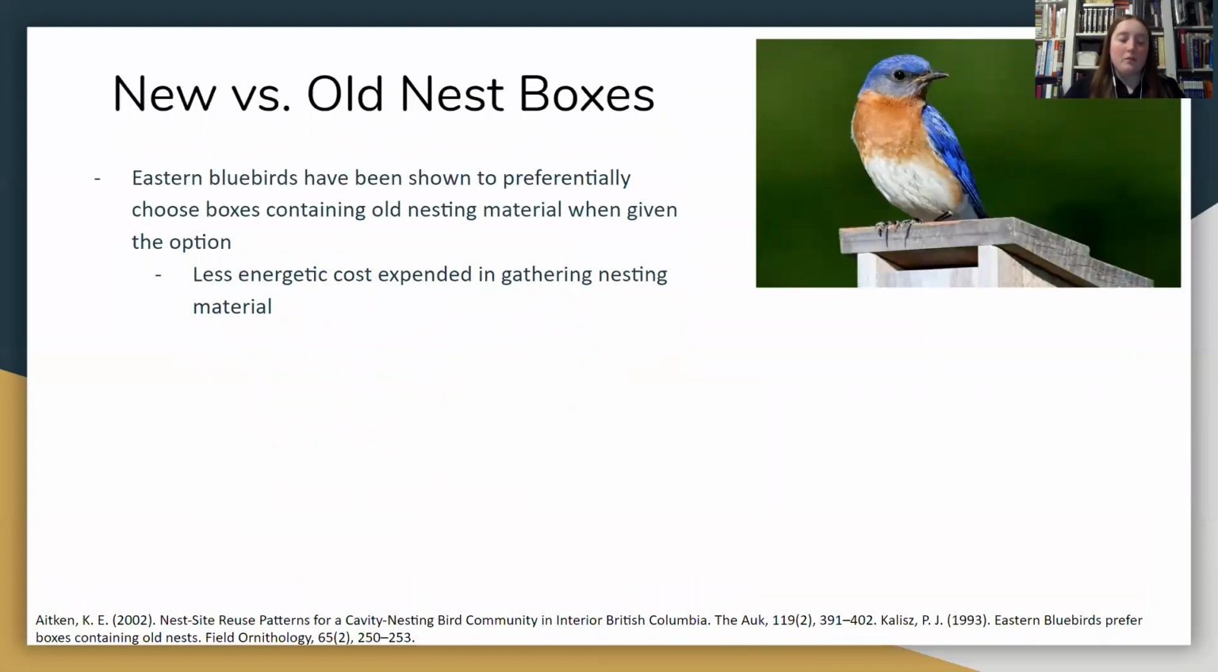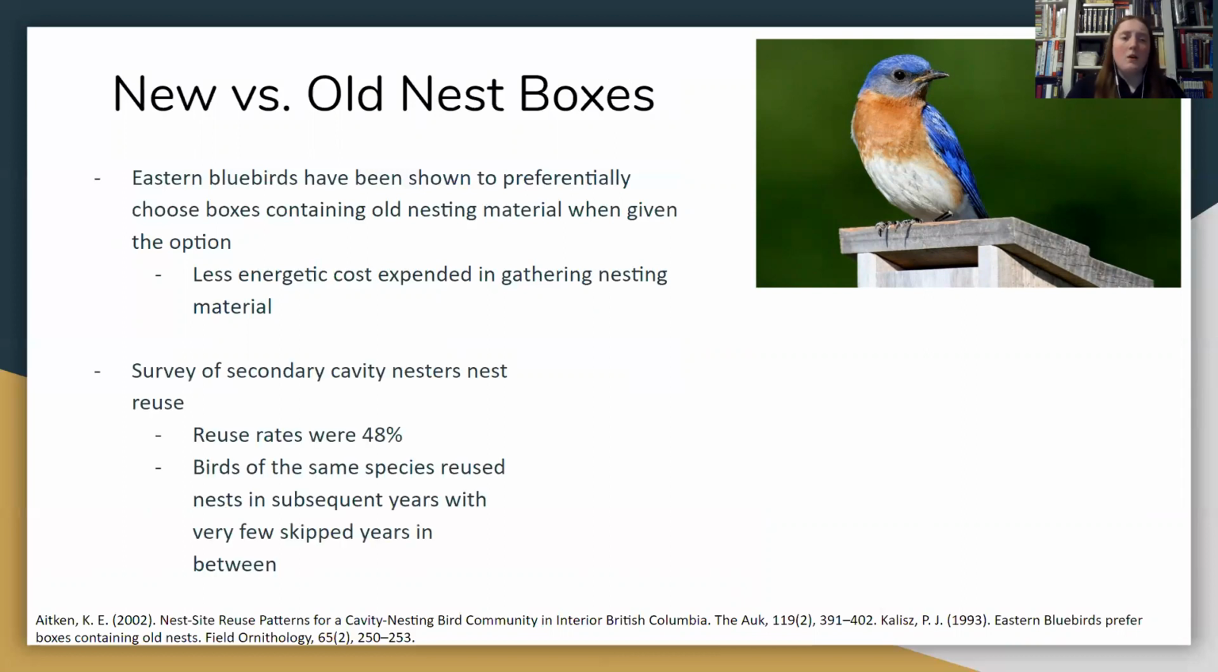So while those were examples that were showing preference towards new boxes, there are also examples of birds preferentially choosing older boxes. So this first example is an experiment done with eastern bluebirds, which showed that the eastern bluebirds preferentially choose boxes containing old nesting material when given the option between boxes with old nesting material and empty boxes. The reason for this being with a box that already contains nesting material within it, there is a decreased energetic cost expended in gathering new nesting material and building a new nest from scratch.